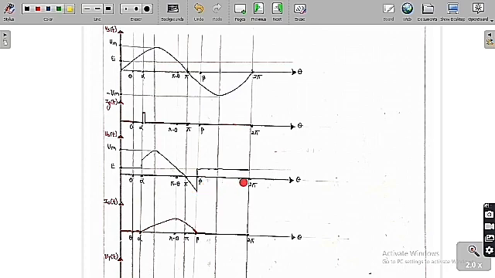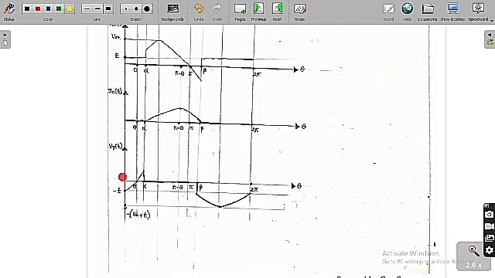Again from beta to 2 pi, it is reverse biased because of the negative voltage. Reverse biased means open circuit. So the output voltage is equal to the value of E and the output current is equal to 0. Now let me analyze the thyristor voltage.